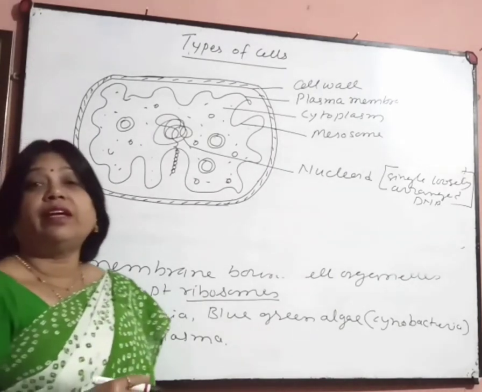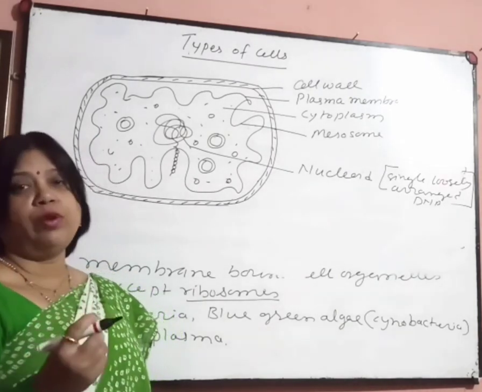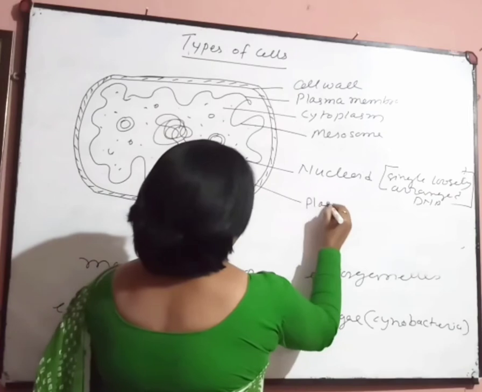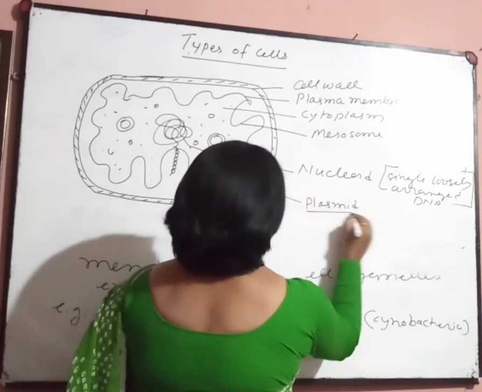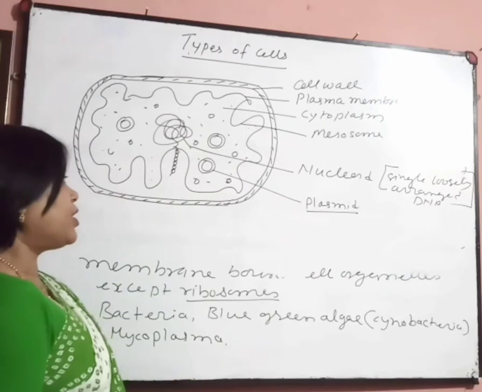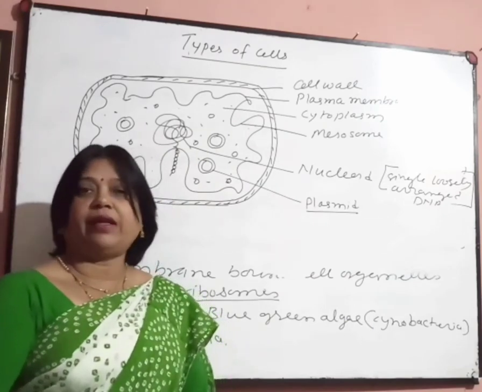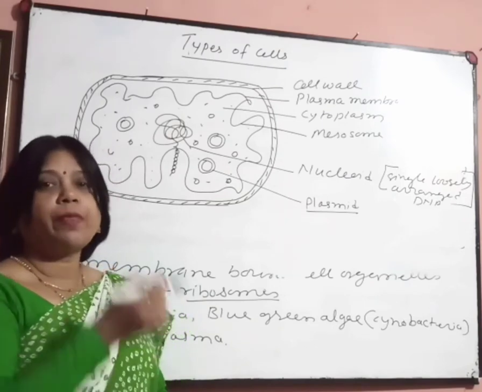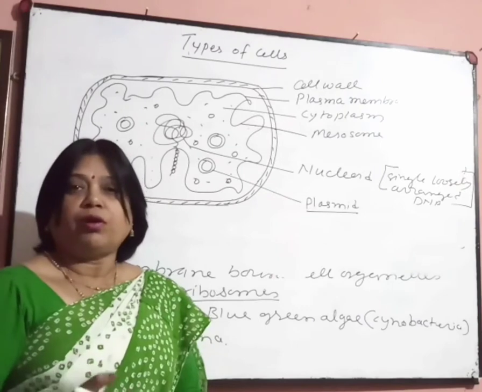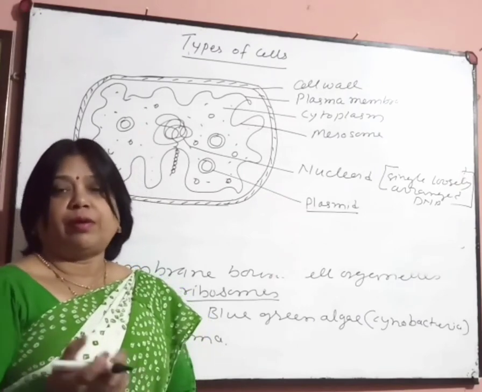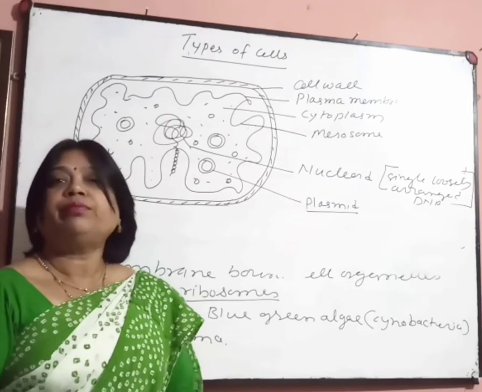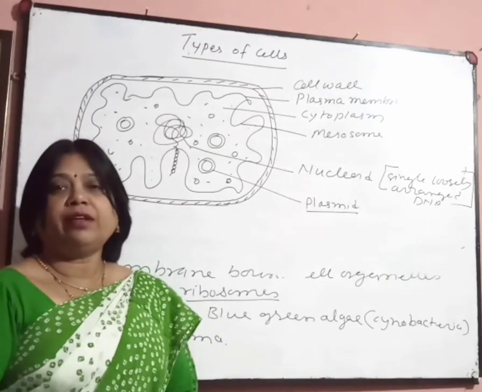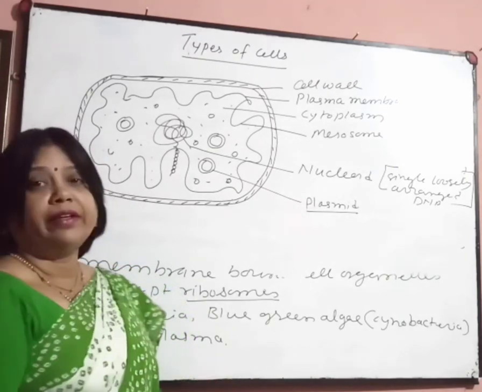Besides this DNA, a small circular DNA is also present, and this is called plasmid. And plasmid also regulates and controls some characters such as resistance to antibiotics. And this plasmid is also nowadays used in recombinant DNA technology and in genetic engineering in some techniques as a vector.